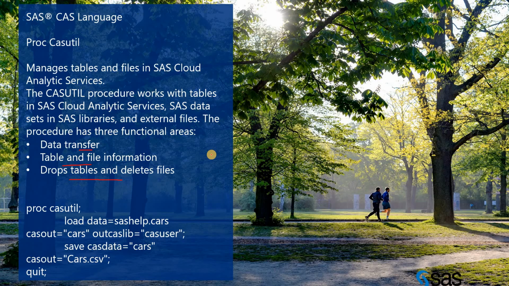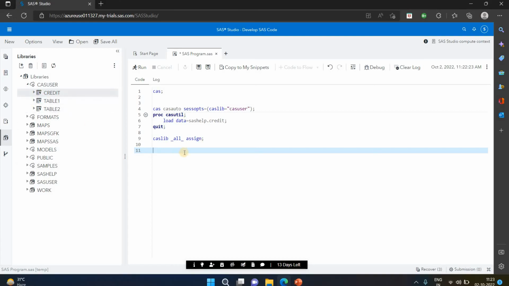So for saving our data, we are using this statement, save CAS data. You have to write this save CAS data also, because the loading shows only the temporary data. If you want to save it and use it in your environment, then you have to write it as a save, so that it will be permanently saved in the CAS user.